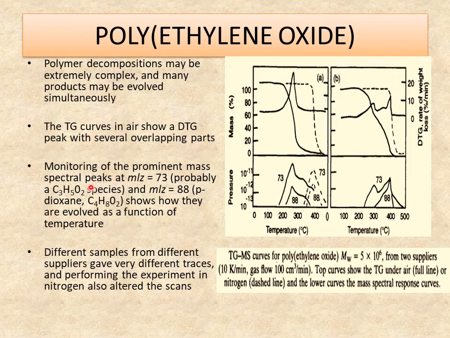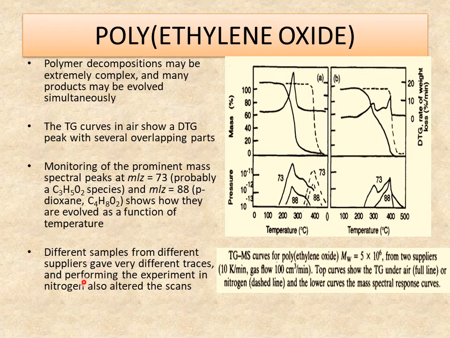Monitoring of the prominent mass spectral peaks at mass to charge ratio 73, we are talking about this and this, these may probably be due to C3H5O2 type of species, while that of mass to charge ratio 88, so you can see here the peaks with mass to charge ratio 88, these could be due to paradioxane, that is C4H8O2 type of species. So these show how they are evolved as a function of temperature, which can clearly be seen over here.